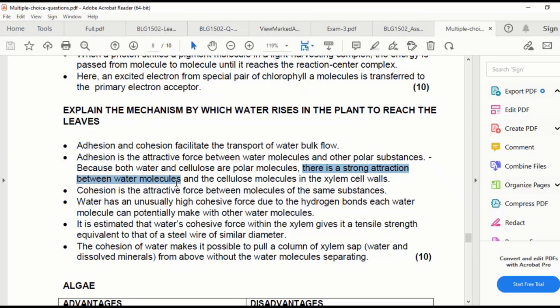Therefore, the cohesion of water makes it possible to pull a column of xylem sap, which is water with dissolved minerals, from above without the water molecules separating. That's how the mechanism in which water rises in the plant works. So it uses the processes of cohesion and adhesion to do this.